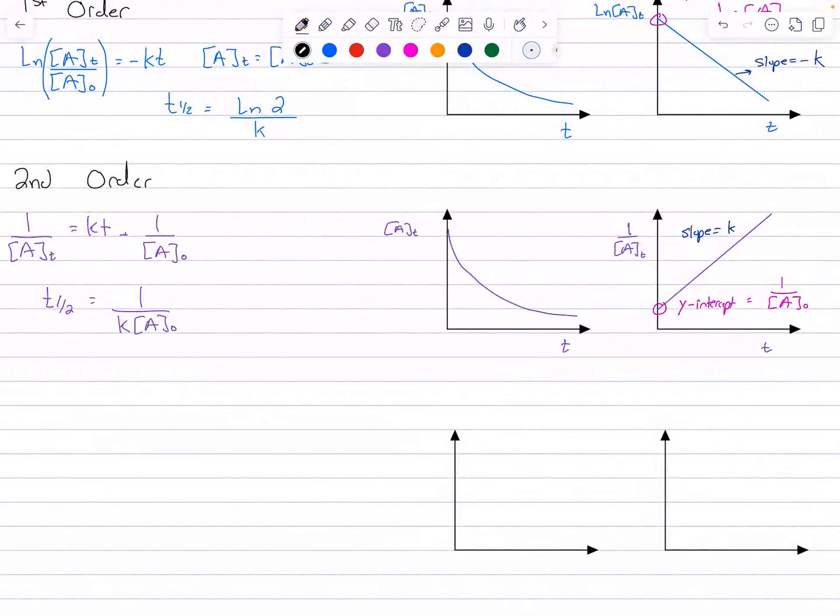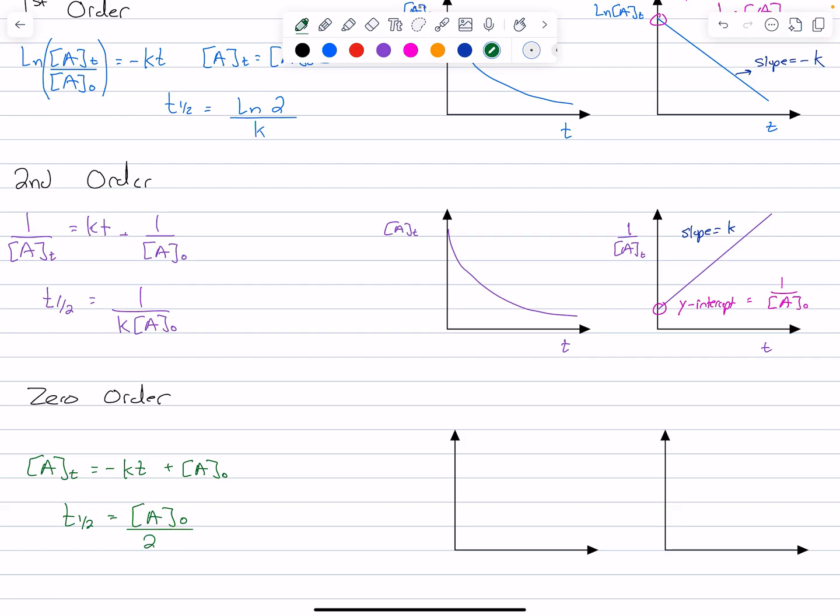And finally, zero order. Sorry, not third order. You could do third order if you did calculus, but we don't do that. So we've got zero order. The concentration of A at time t equals negative kt plus the original concentration. And t1/2 equals the original concentration of A all over 2k.